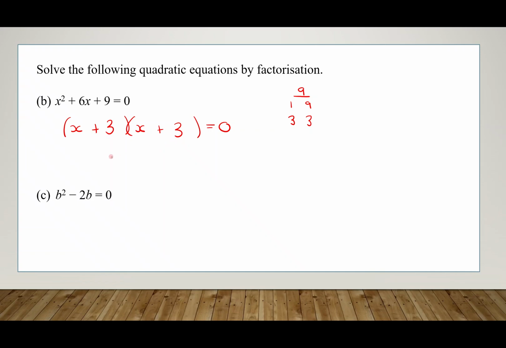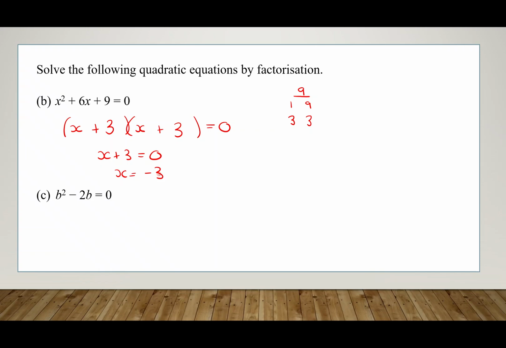Now in this one my brackets are actually the same, so this tells me that I'm actually only going to have one solution to this quadratic. I've just got when x plus 3 is equal to 0, so x must be equal to -3. Again, I could check my answer by substituting it back into the equation.